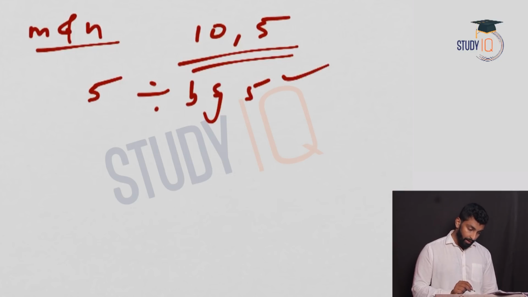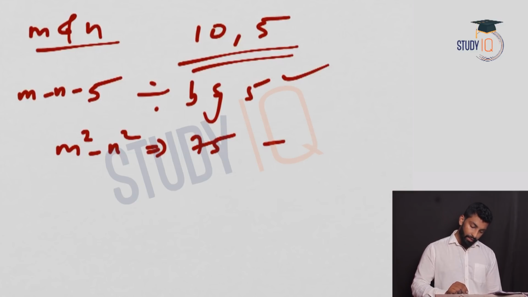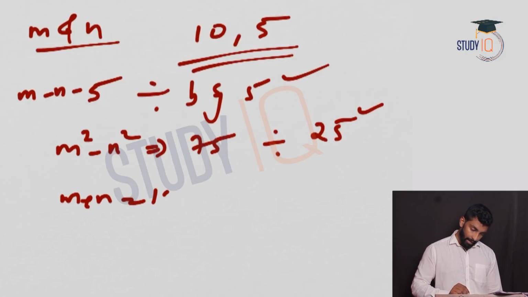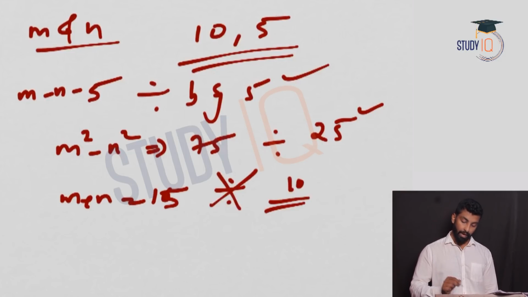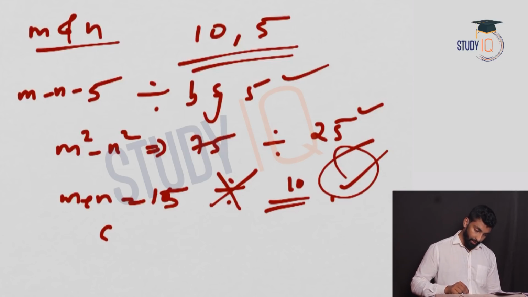So okay, no problem. Then M square minus N square: 100 minus 25 gives 75, which is divisible by 25, no problem. Now M plus N is 10 plus 5, that is 15, which is not divisible by 10. So I can mark the answer directly. Your answer for this question is C.